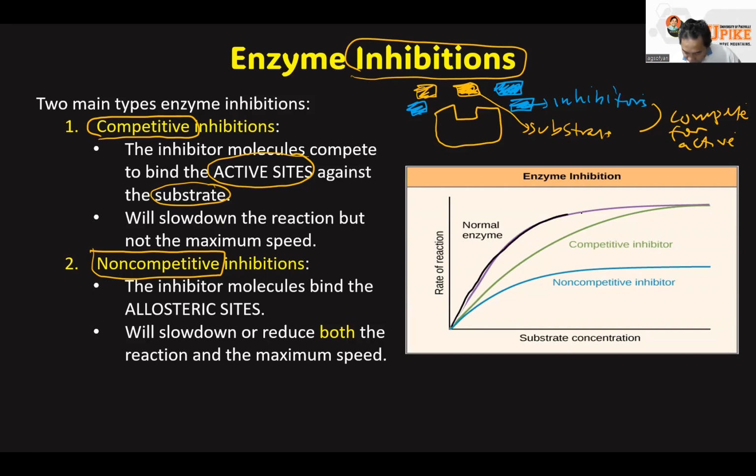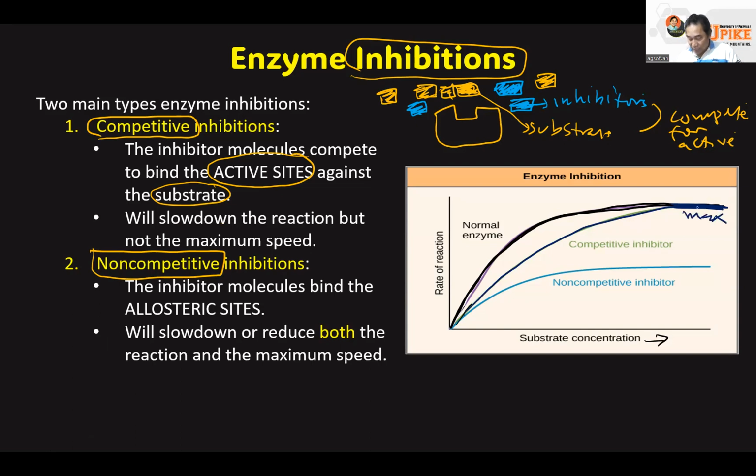This is the normal reaction over here without inhibition. If there is a competitive inhibitor, the reaction will be slowing down. But if we increase the substrate, so we add more substrate, we eat more, for example, or whatever we do, we add more substrate, what happens? The reaction will go back to the maximum rate. Yeah, it's going back to the maximum rate over here. Okay, so this is the maximum rate.